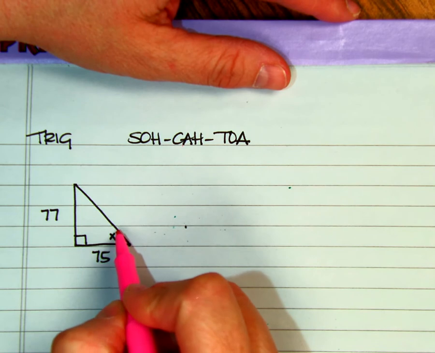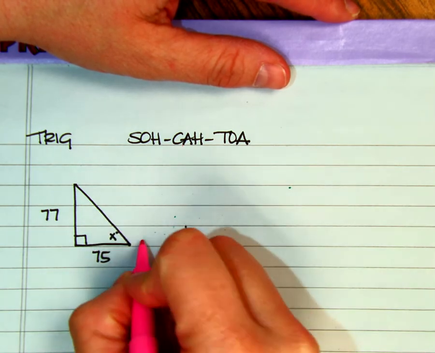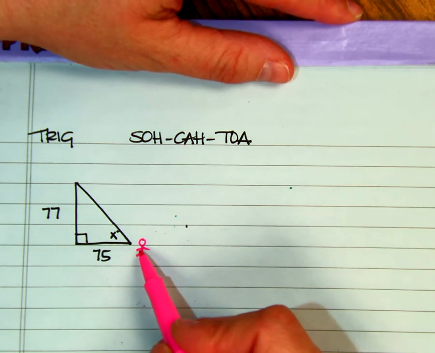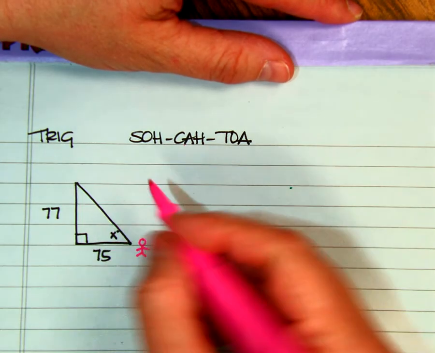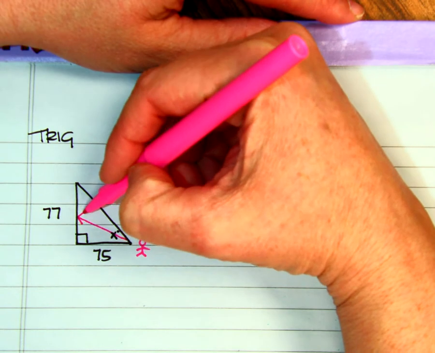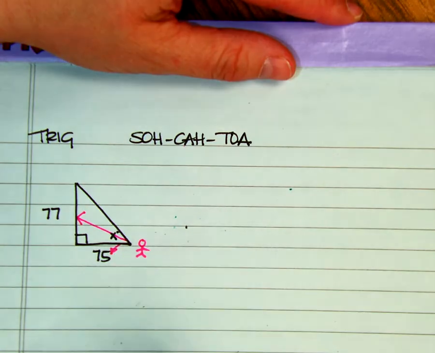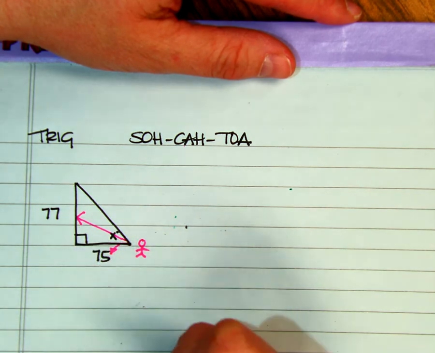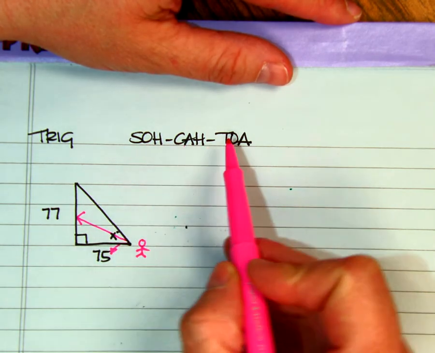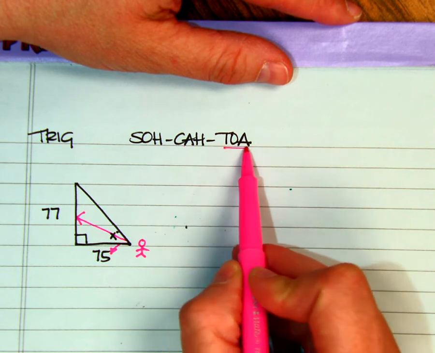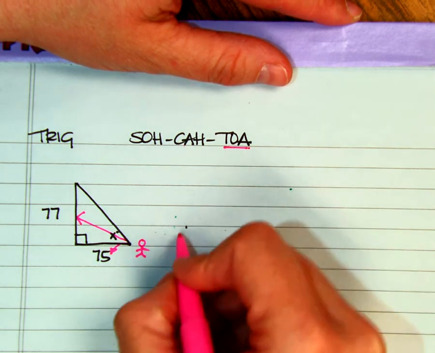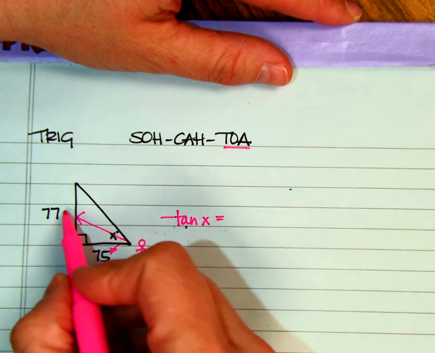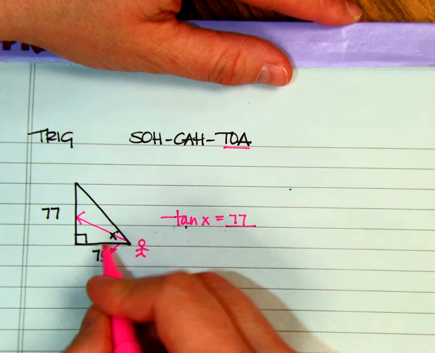So whatever angle I either have or an angle that I'm looking for, that's where I'm putting my little person that I've talked about. So I know that I'm looking for or using this angle, and from where I'm at, I have the opposite and I have the adjacent. So what trig function has the opposite and the adjacent? It's going to have to be tangent. So tangent has the opposite and the adjacent. So I'm looking for the tangent of this angle is going to equal the opposite over the adjacent.